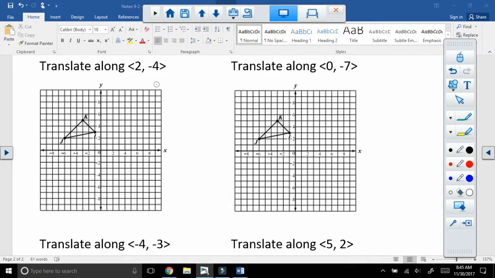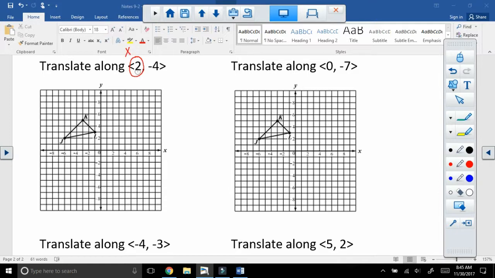Okay, so when we're doing these translations, what I like to do is just count them out. The one thing you have to make sure you get straight in your head is this is not the same thing as slope. Slope, we do rise over run. This is different. This first value is your x part of the vector. So this is telling you how you're moving the x value.